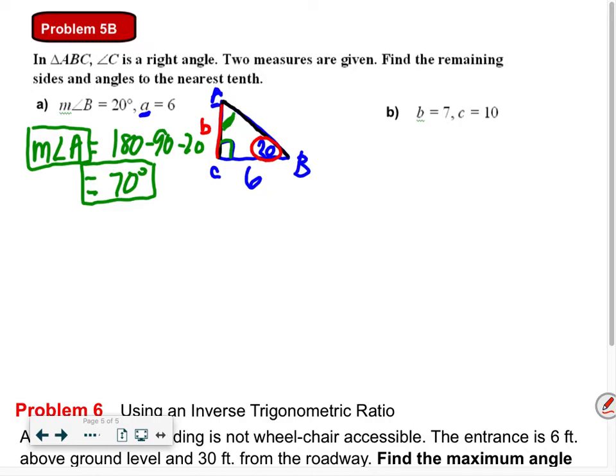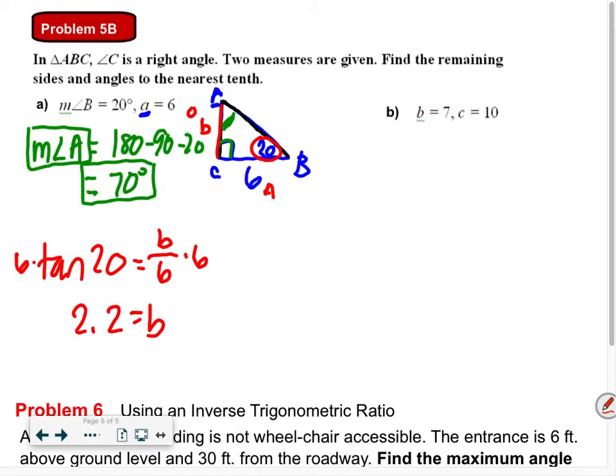Well, it's opposite, and then the 6 is adjacent. Opposite and adjacent, I'm using tangent. So the tangent of my degree, which I know is 20. Opposite is B, I don't know it. My adjacent is 6. Again, solving like yesterday, multiply your 6. Put 6 times the tangent of 20 in your calculator, and you get 2.2 for your side B.